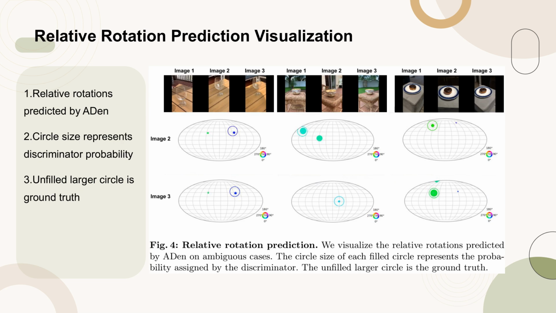Figure 4 illustrates the relative rotation predictions made by ADen in ambiguous cases. Each filled circle size corresponds to the probability assigned by the discriminator, indicating the confidence level of the prediction. The unfilled larger circle represents the ground truth, providing a reference for comparison with the predicted rotations.